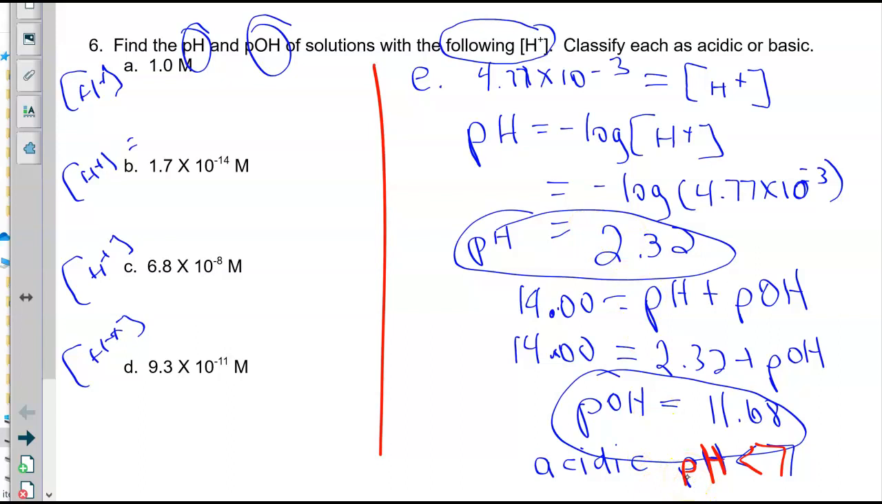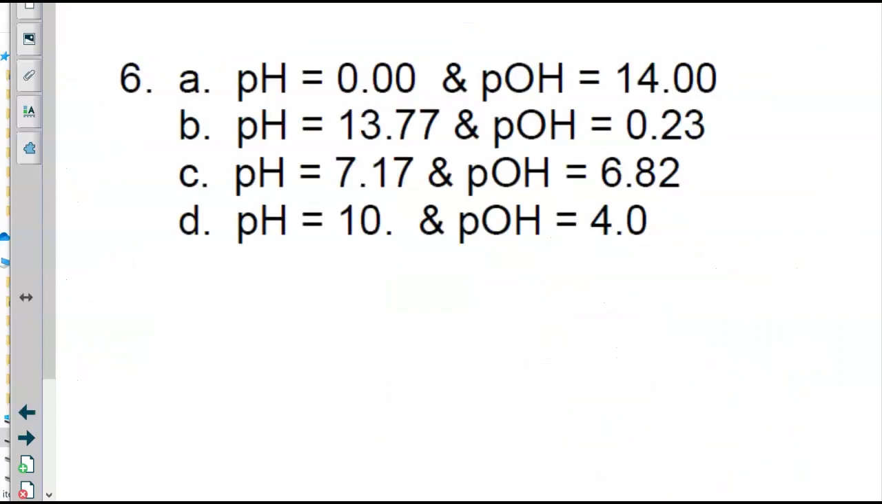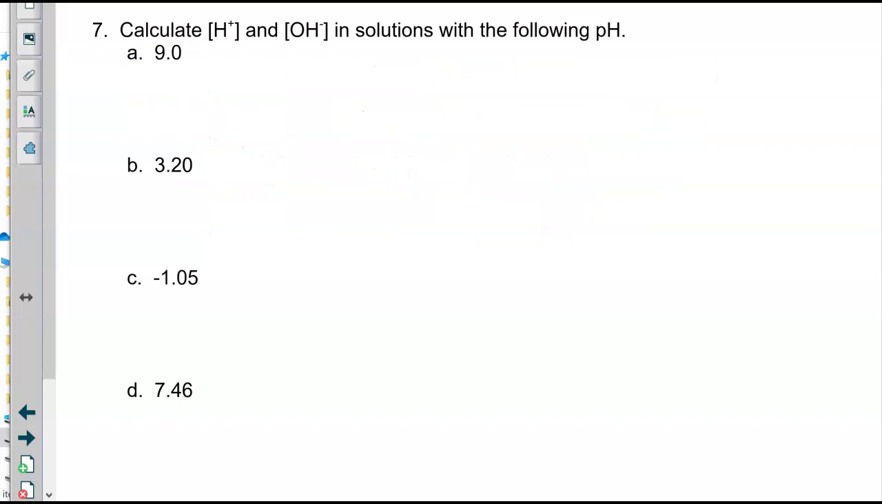This is what you should get for all 4 of those pieces. These are the answers you should get for that. Okay, looking at 7, it says calculate H plus and OH minus with the following pH. So then these are all pH. So this is pH equals, pH equals, pH equals, and pH equals.